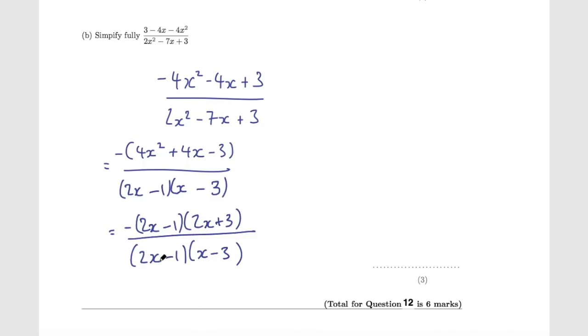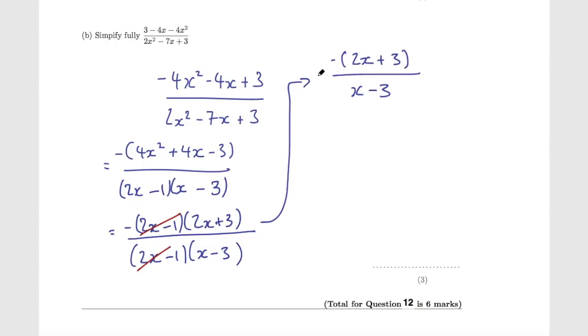Is there anything we can cancel? Yes, there is. There's 2x minus 1 and 2x minus 1. So what I end up with on my next line is negative 2x plus 3 divided by x minus 3. And there's still something I can cancel. There's a -1, so this negative out the front here.